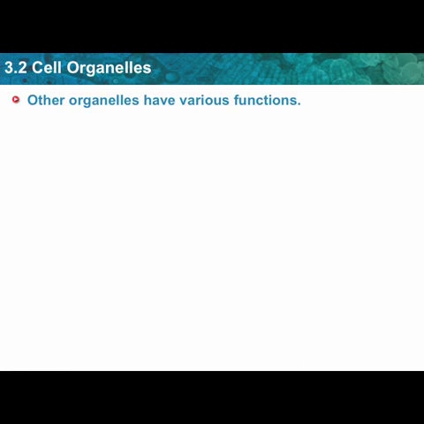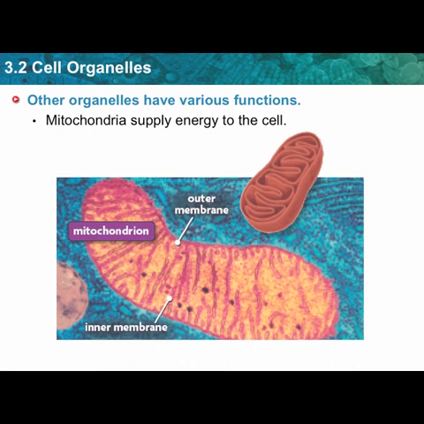Other organelles have various functions. Mitochondria is the power center of the cell. It supplies the cell with the energy of life. It converts glucose into ATP, which is the energy of life. A very complicated organelle where special enzymes can break sugars down ultimately into ATP, carbon dioxide, and water in the presence of oxygen.